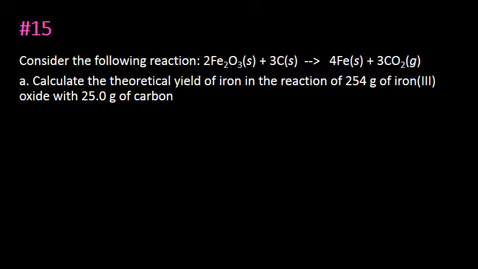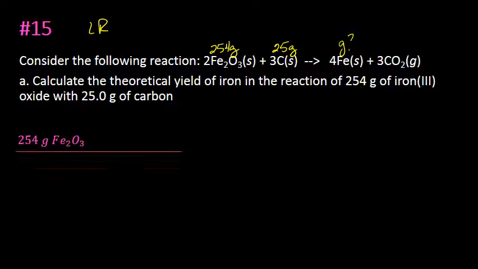It's worth a lot of points, and I guarantee there'll be one very similar to this one on the test, for sure. Well, in this case, we have 254 grams of this. We have 25 grams of this, so who's going to make the amount of iron? Which one controls the reaction? Well, that means it's a limiting reactant problem because we have the amounts of both. So the first step is you need to convert these both to moles.